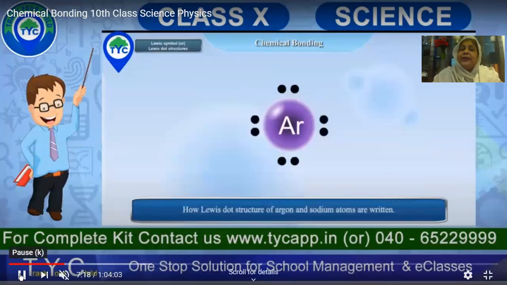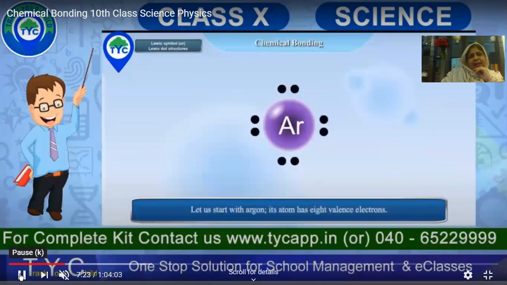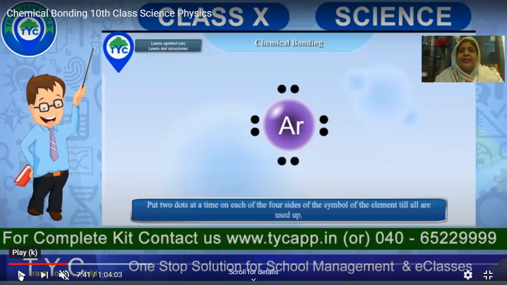How are the Lewis dot structures of argon and sodium atoms written? Let us see. In argon, you see that there are 8 outermost electrons. And in sodium, how many have you seen? First you write the symbol Ar, and then the black dots denote the valence electrons around the symbol. These outermost shell electrons are the valency electrons that could be shared.